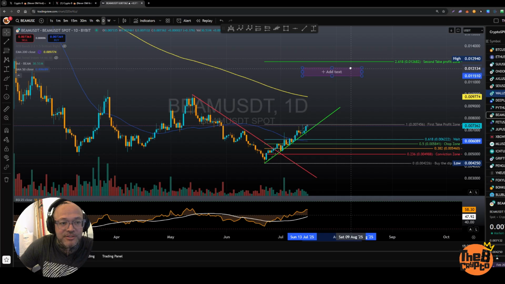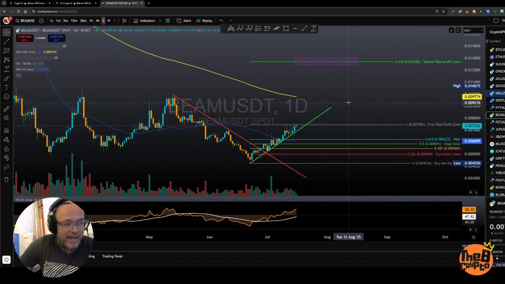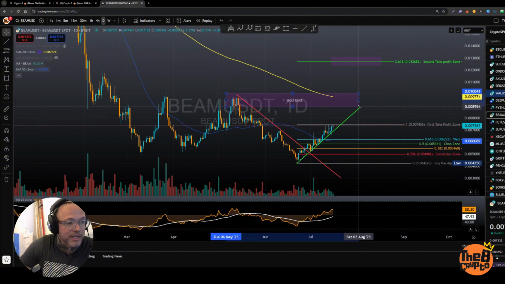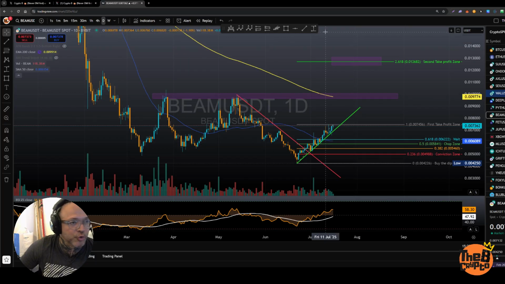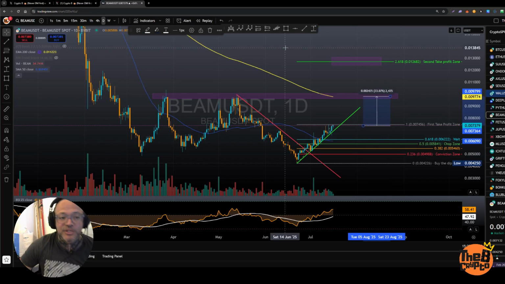My second take profit zone will be around here, which is around 0.12. But we might also have some pulling back more or less around here. So expect some pullback around that area where you can see there around 209, right? So from where we are now, there is more or less another 30%, which is great.